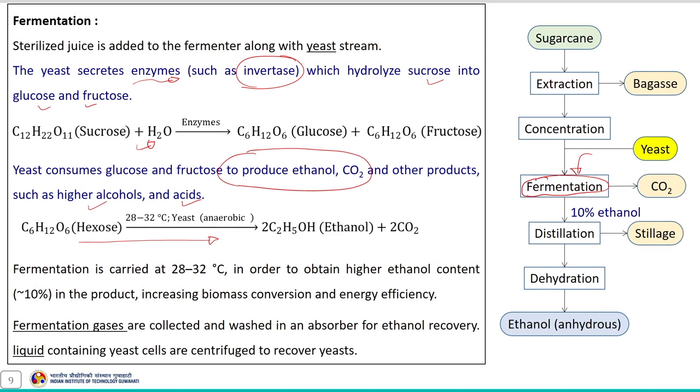This reaction scheme represents the conversion of glucose to ethanol. The fermentation is carried out here at 28 to 32 degree Celsius in order to obtain a higher ethanol content, close to around 10% in the product, increasing the biomass conversion and the energy efficiency of this particular process. And during this fermentation, the CO2 is released as a gas. Fermentation gases are collected and washed in an absorber for ethanol recovery, and the liquid containing yeast cells is centrifuged to recover the yeast and recycle it back into the next batch of the fermentation.